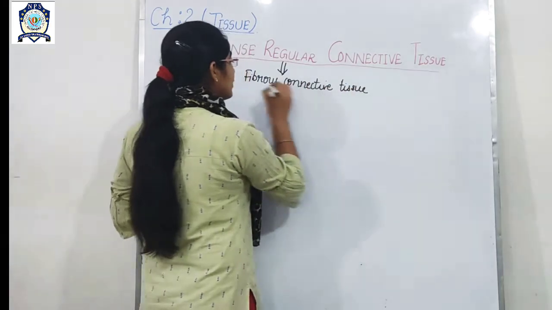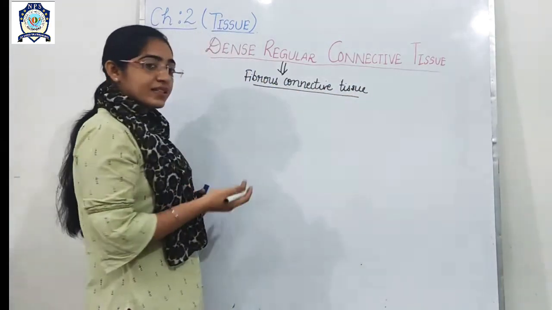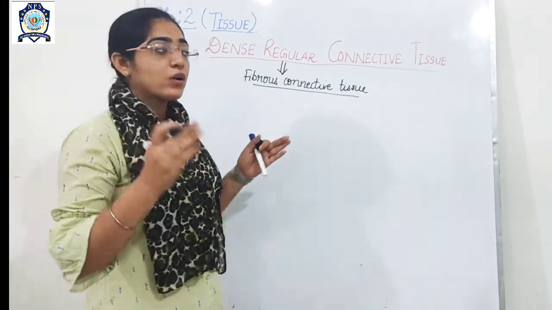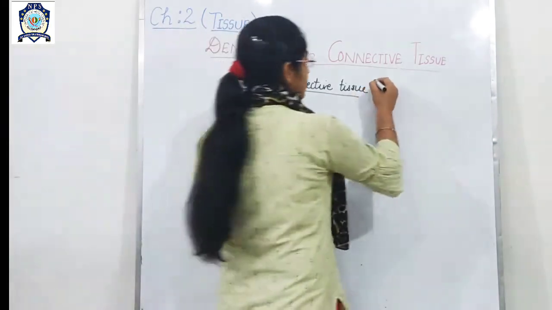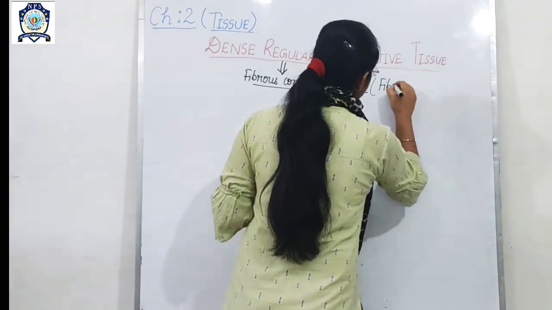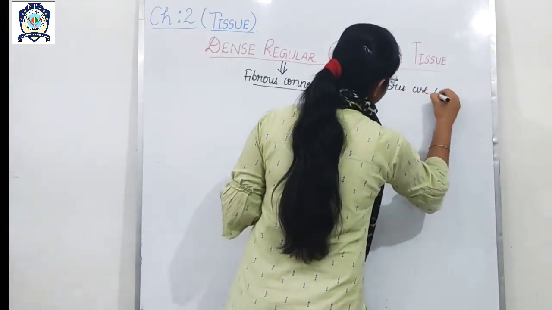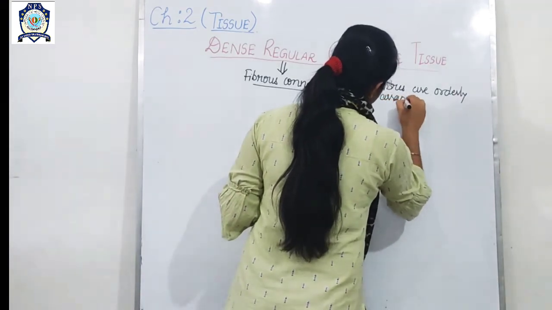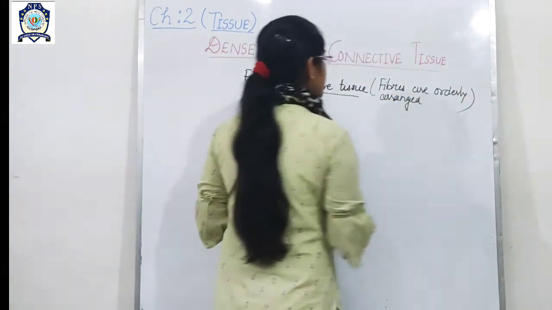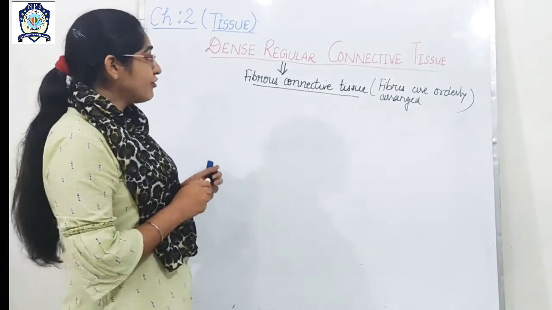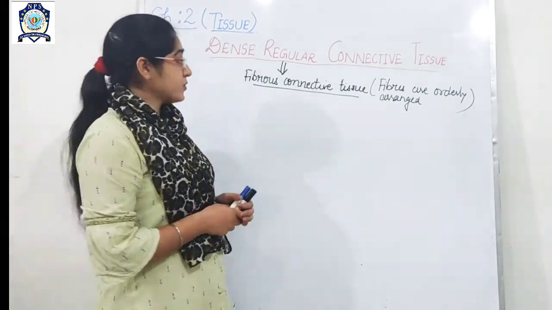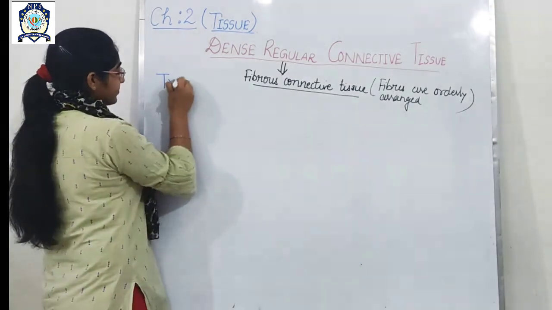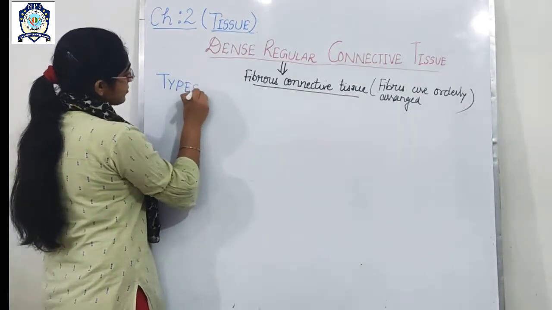So what is the unique feature of the fibrous connective tissue? Here the fibers are orderly arranged. So the main feature is that fibers are orderly arranged. Am I clear?